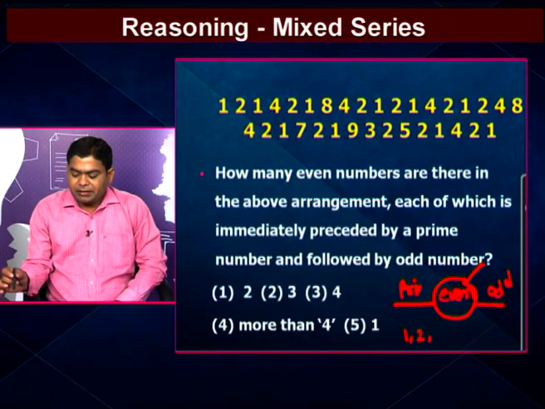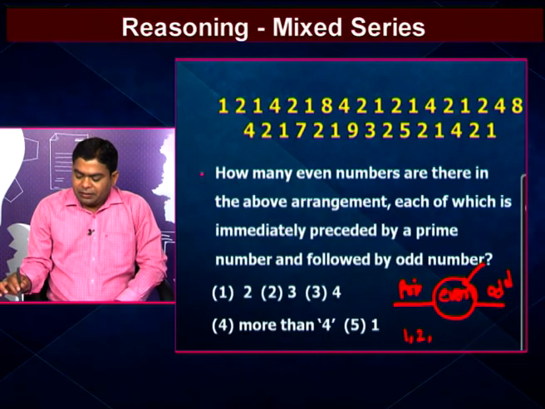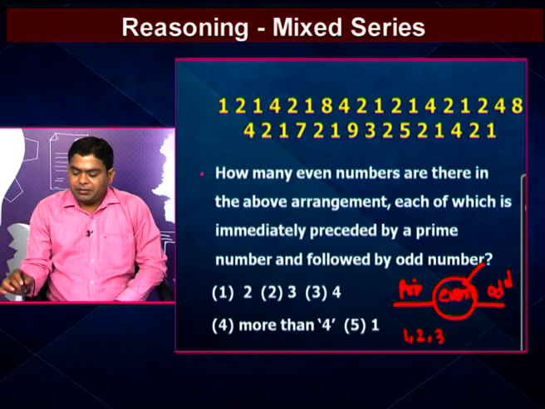After that we go to the next even number. That one is 2. It is preceded by 5. That means this one is a prime number and it is followed by 1. That means that one is an odd number. That means the condition is satisfied. That means at present 3 even numbers satisfy the given condition. Next we go to the next even number. That one is 4. It is not preceded by a prime number. That means it does not satisfy the given condition. Next even number is 2. It is preceded by an even number, but according to our condition it must be preceded by a prime number. So that 2 is also not satisfied.